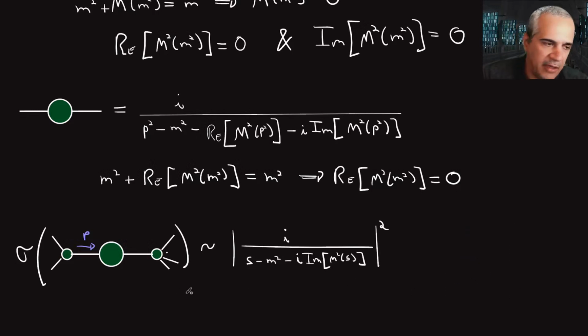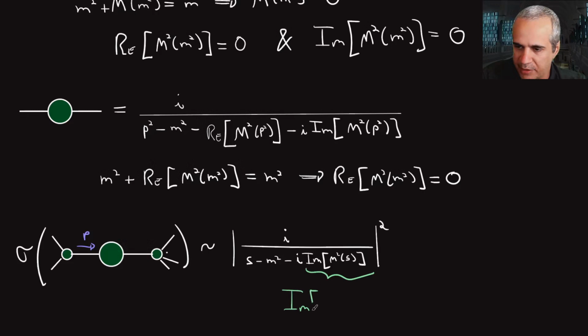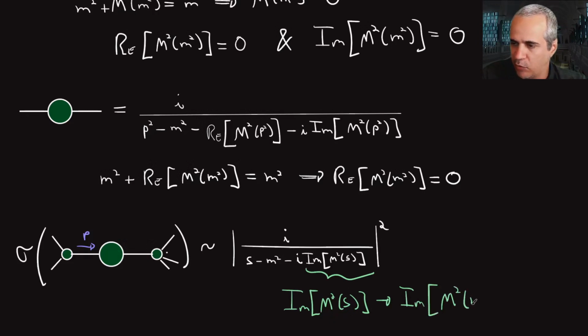Let's first think of the case where the width is somewhat narrow. In that case, the whole contribution will come from this region where S is close to m squared. So I can make the approximation and replace the imaginary part of m squared of S by the imaginary part of m squared calculated at little m squared, just because it falls down really quickly outside this region.